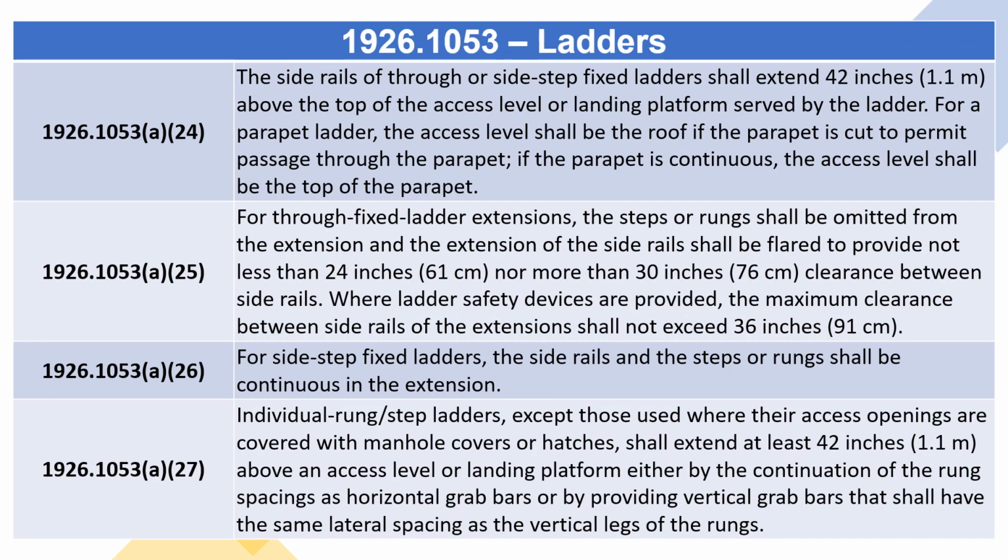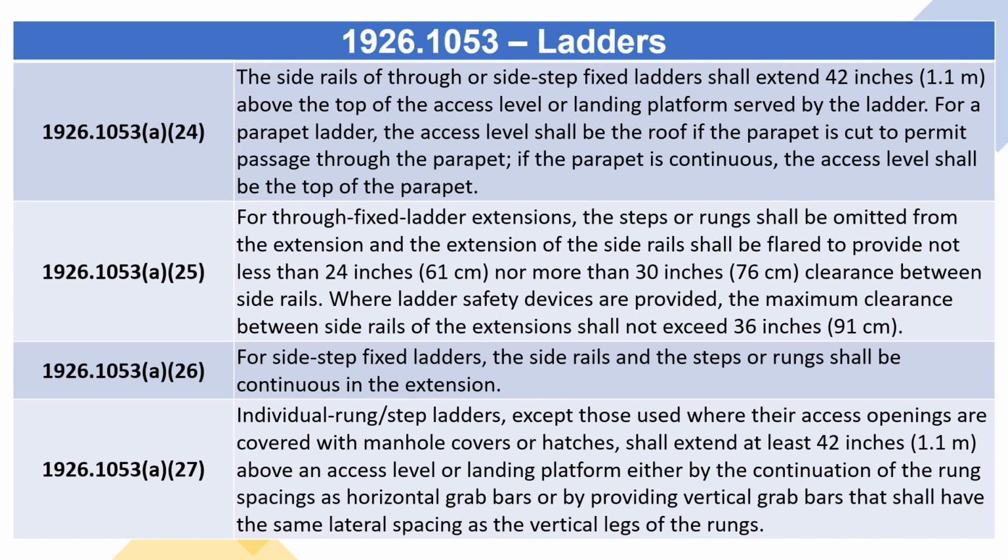1926.1053(a)(24). The side rails of through or sidestep fixed ladders shall extend 42 inches (1.1 meters) above the top of the access level or landing platform served by the ladder. For a parapet ladder, the access level shall be the roof if the parapet is cut to permit passage through the parapet. If the parapet is continuous, the access level shall be the top of the parapet.